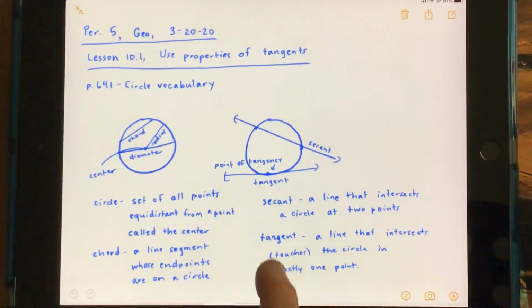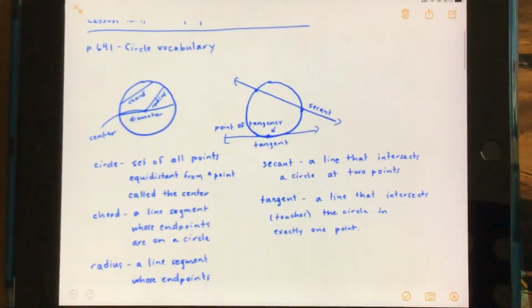Next, we're going to take a look at what a chord is. A chord will be a line segment whose endpoints are on a circle. Notice that the chord is completely inside the circle. It will start on the circle and it will end on the circle. So it is simply a line segment drawn from one point on a circle to another point.